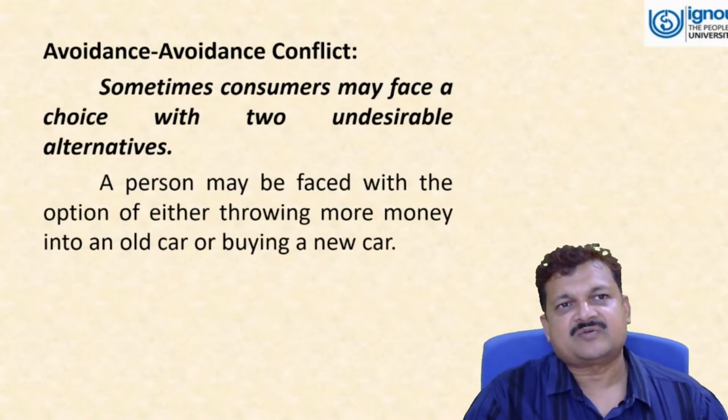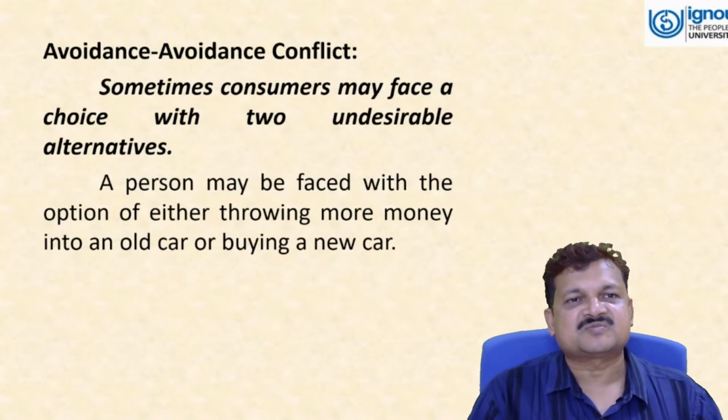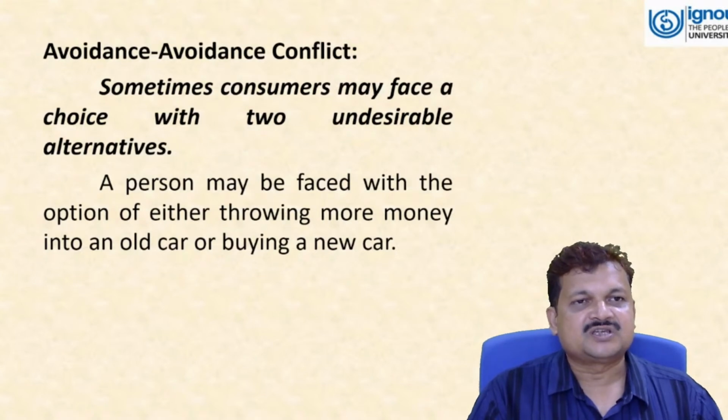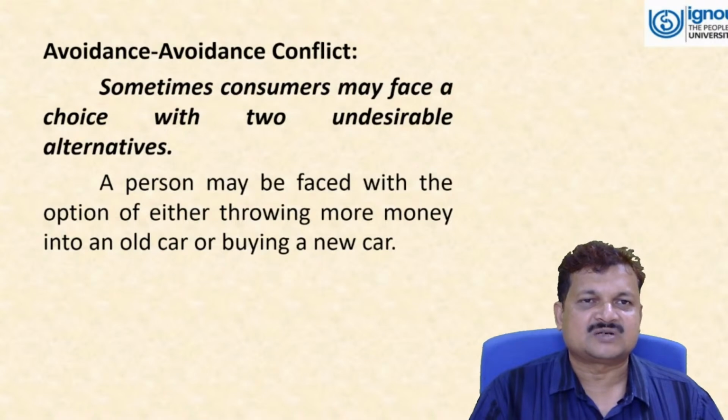Now it is the avoidance-avoidance conflict. So sometimes consumers may face a choice with two undesirable alternatives. So here what happens is that you face a choice of two undesirable options, meaning in both cases you do not like them. So a person may be faced with the option of either throwing more money at an old car or buying a new car. This is very often happening, not only with cars but also with cell phones, bikes, and any other electronic gadgets.